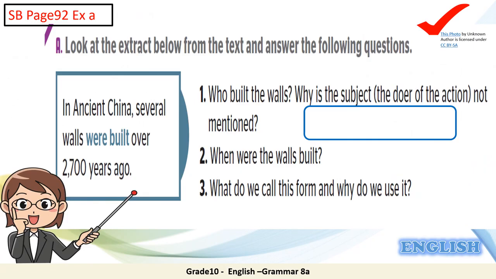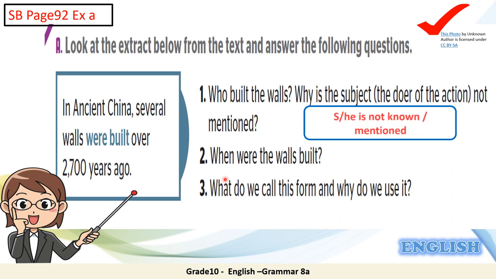Time to open the books and do activity A. The question is, look at the extract below from the text and answer the following questions. In ancient China, several walls were built over 2,700 years ago. The first question, who built the walls and why is the subject, the doer, not mentioned? Think about the answer.